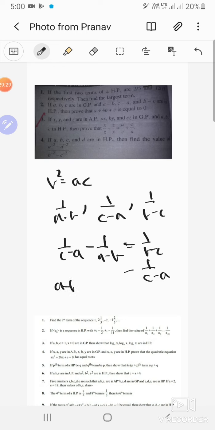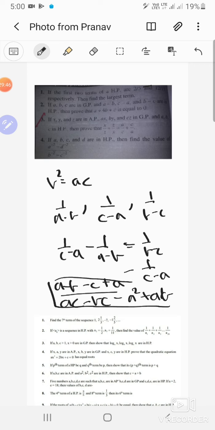So you get A minus B minus C plus A upon AC minus BC. Oh god, this is crazy. This is too much of a work. Okay, plus AB. This is the left hand side. Okay, I don't know what's happening.